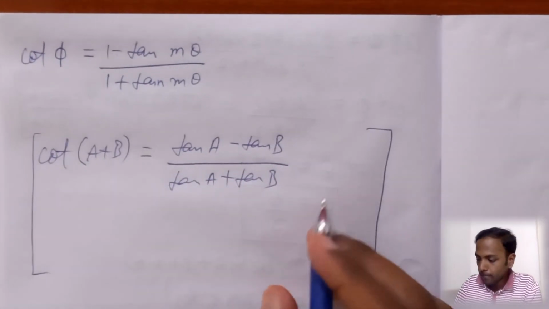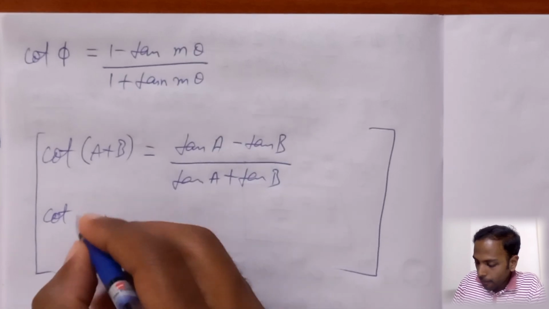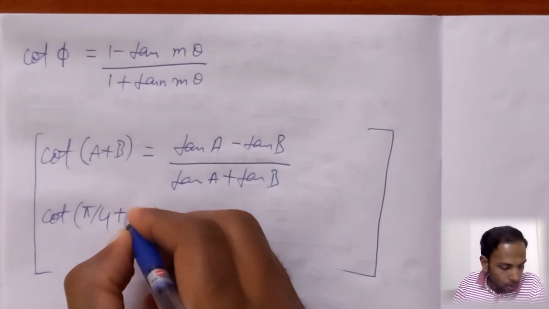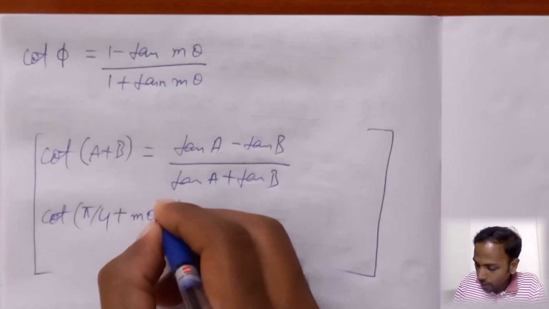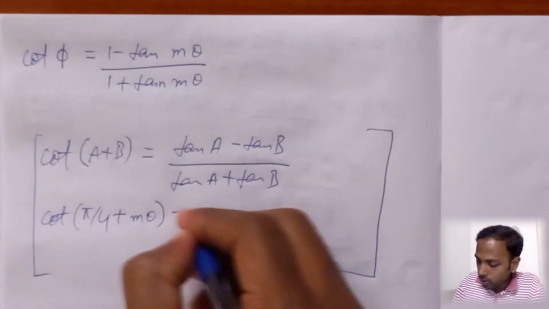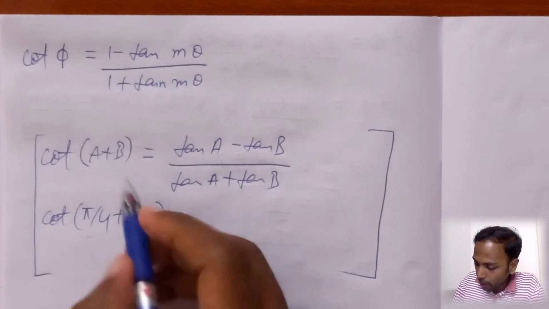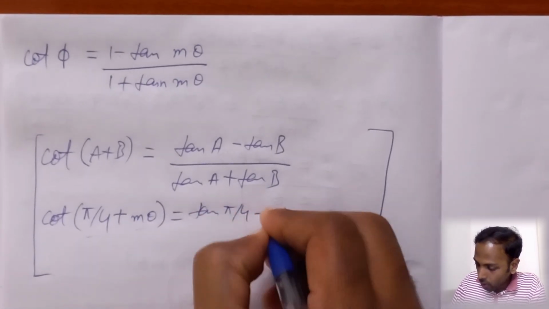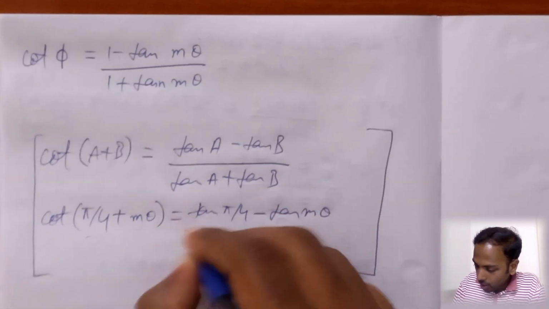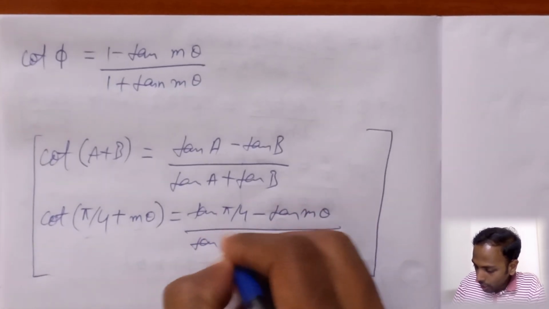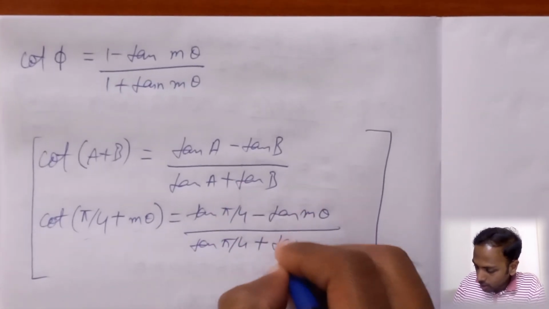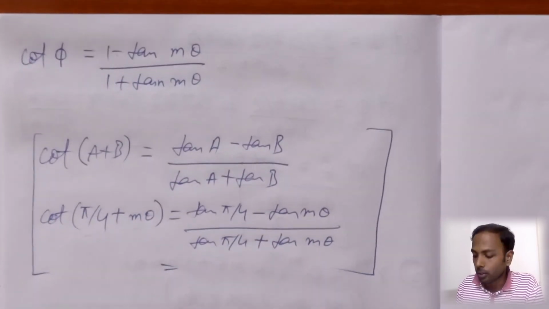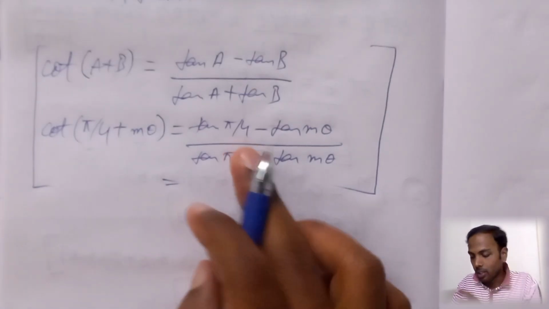Now let me try cot of pi by 4 plus m theta. Use the formula and solve this. What will you get? Substitute in place of a, pi by 4, and in place of b, m theta. You'll get tan pi by 4 minus tan m theta over tan pi by 4 plus tan m theta. If you solve this, what is tan pi by 4? Tan pi by 4 is 1.